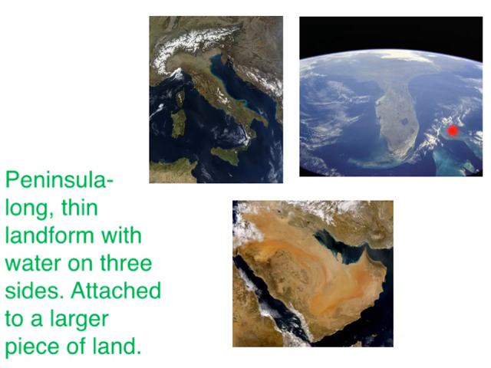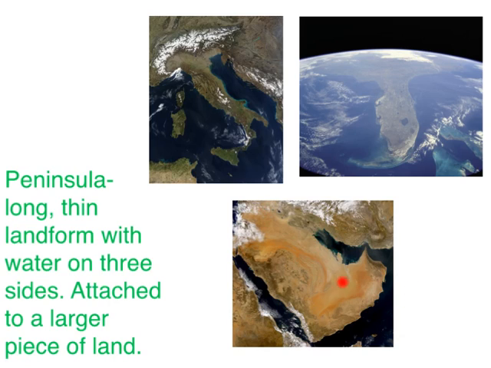In the next picture we have Florida, the state of Florida, which is a peninsula. It's got water on 1, 2, 3 of its sides, and on its fourth side it's connected to the rest of the United States. The last picture is called the Arabian Peninsula.